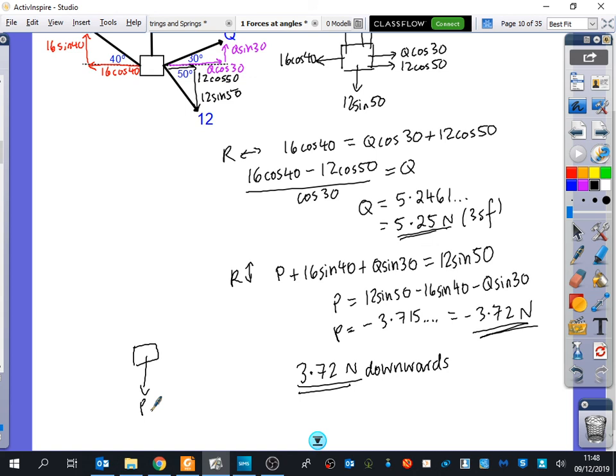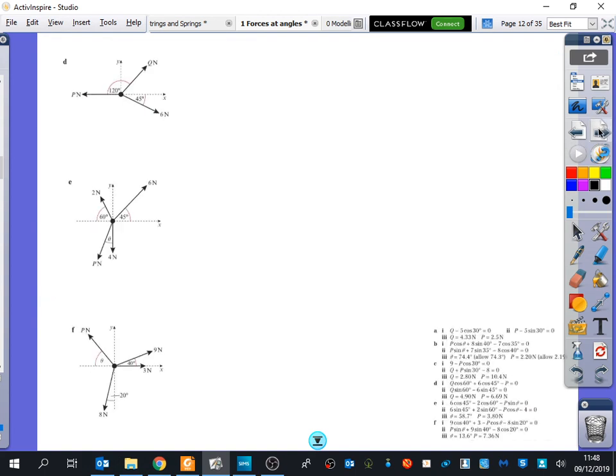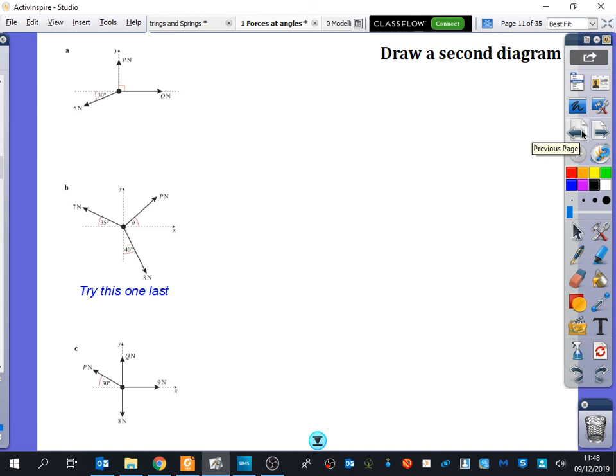Okay, so time for you to do some practice. I have reordered the questions, okay? So I've just said here, I want you to try this one last, just because there's a little bit of extra maths that needs to happen there. And yeah, try that one last. There are the answers down here as well. Before you work out P and Q, please just listen before you start doing any of this. I want you to draw the second diagram for all of them, even including this one.